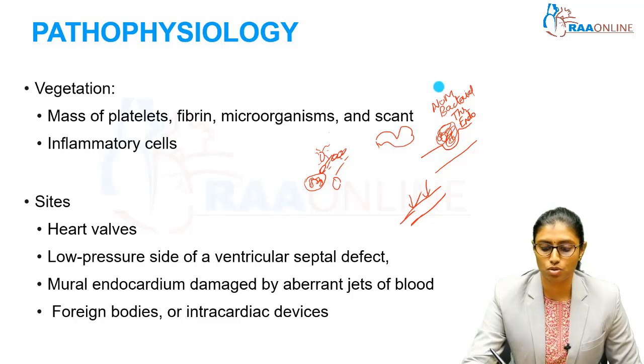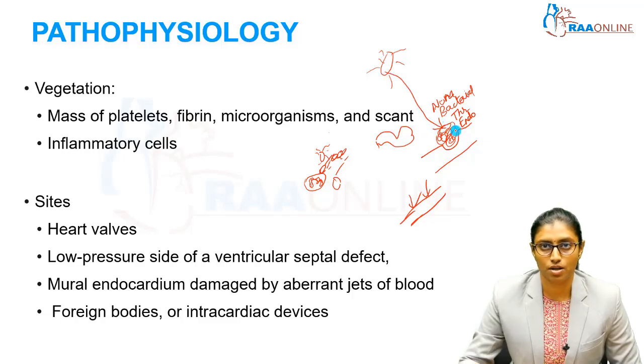Later on, whenever the patient develops a systemic infection, bacteria keep going around, and these bacteria can come and attach over this lesion, causing infective endocarditis. This is how infective endocarditis starts. The most common sites are heart valves, the low pressure side of structural heart diseases, and mural endocardium damaged by aberrant jets of blood, foreign bodies or intracardiac devices.